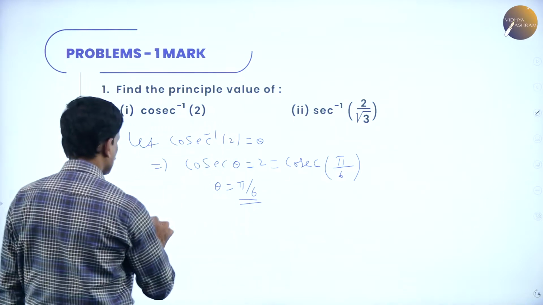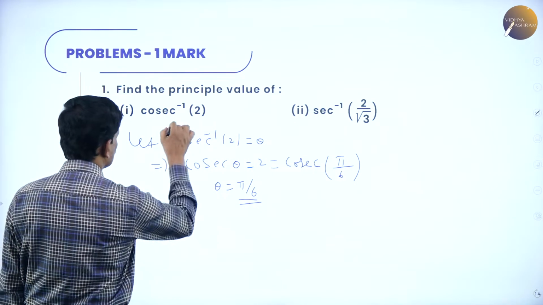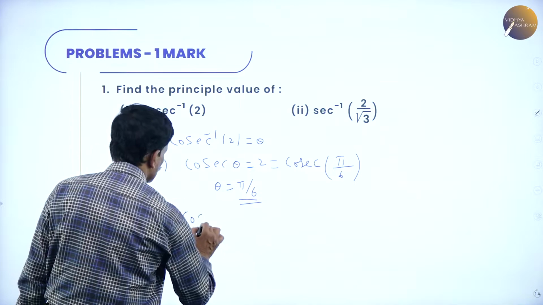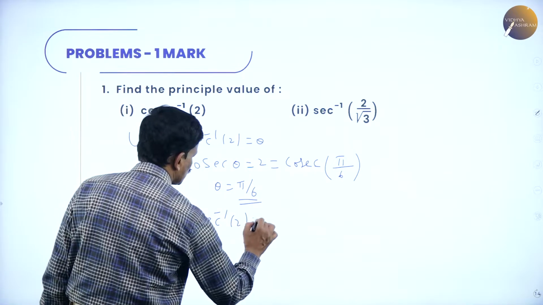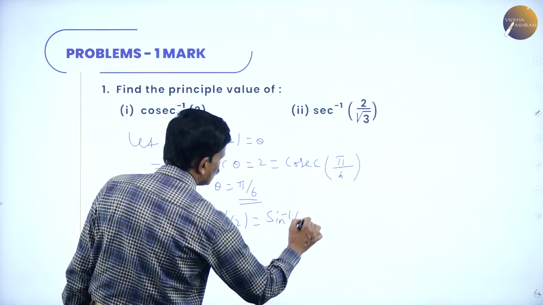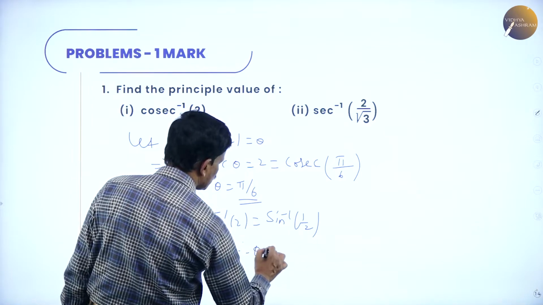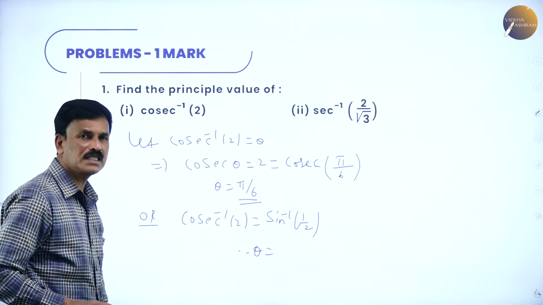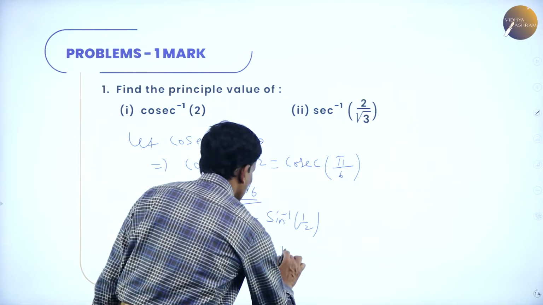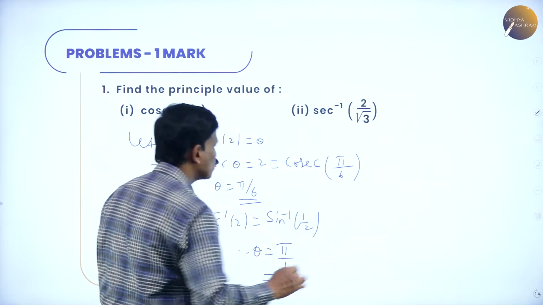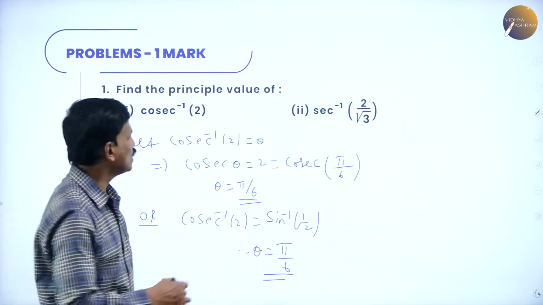Or you can also solve it like this. Cosecant inverse of 2 can also be written as sine inverse of 1 by 2. So, therefore, theta is equal to sine 30. What is sine 30? 1 by 2. Therefore, this can also be written as pi by 6. That's it.